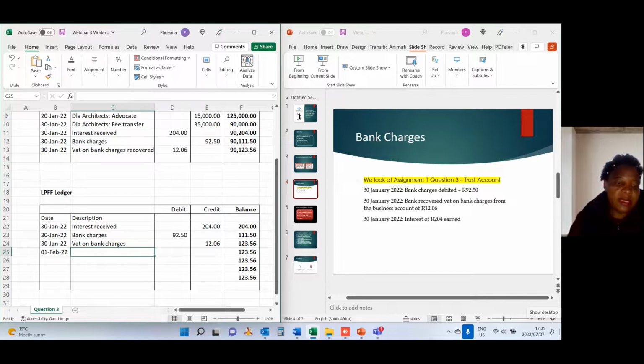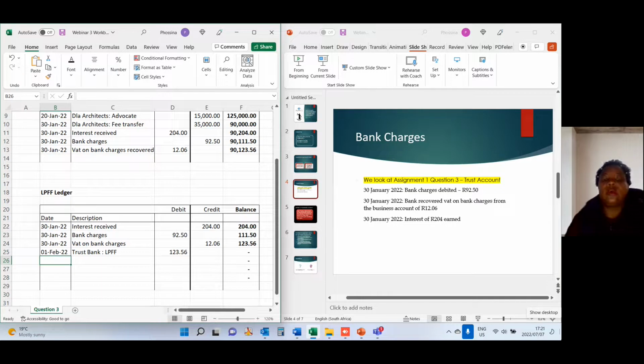Then what you would see would be a payment. So it would be from the trust bank and then a payment to LPFF. So the payment that we make is that of the 123.56. So this is how we account for the bank charges.